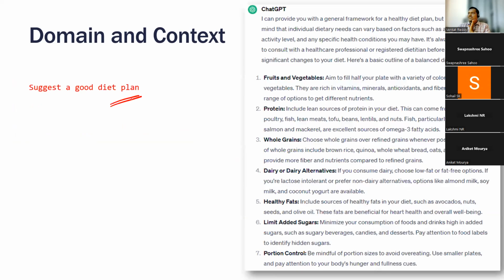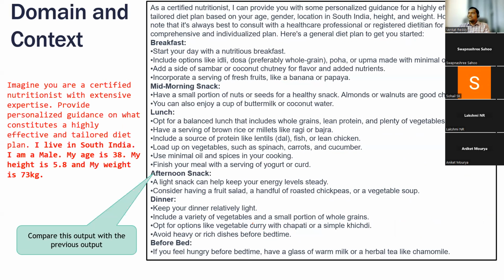If you say, suggest me a good diet plan, this is a very generic diet plan. Take fruit, vegetables, etc. But you cannot just go ahead and take this diet plan as it is. You have to give the domain and context. You have to say, imagine you are a certified nutritionist with extensive expertise. Automatically what ChatGPT will do is it will search all the books, or take the information, and give higher weightage to the books that are written by certified nutritionists. It will give higher weightage to those news articles that are written by certified nutritionists. On the internet there are maybe thousands of articles from them.